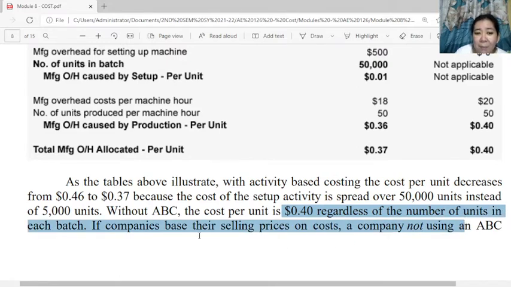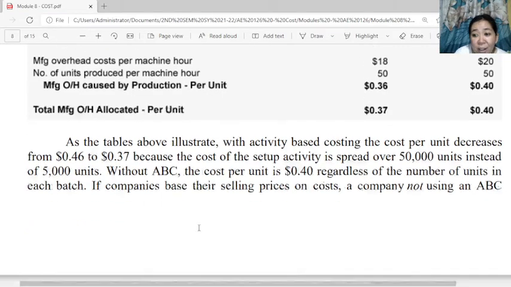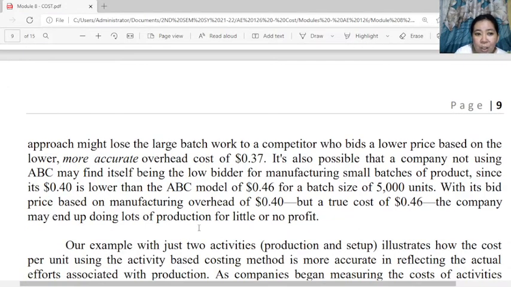So if a company bases their selling prices on cost and they are not using the ABC approach, it might lose large batch work to a competitor, because in this case, they charge greater than the actual manufacturing cost that pertains to that production alone, if only they used the ABC approach.